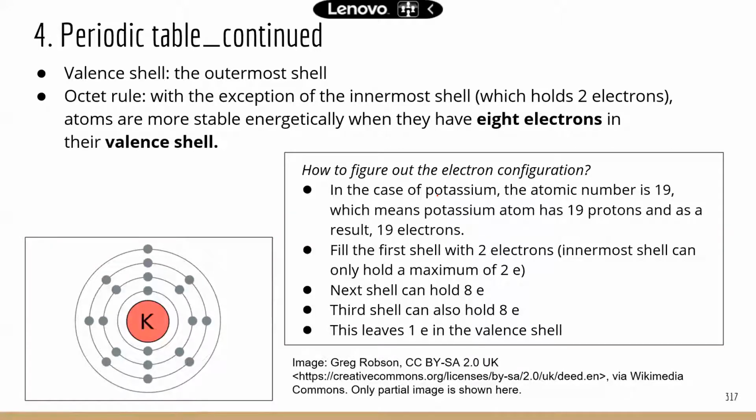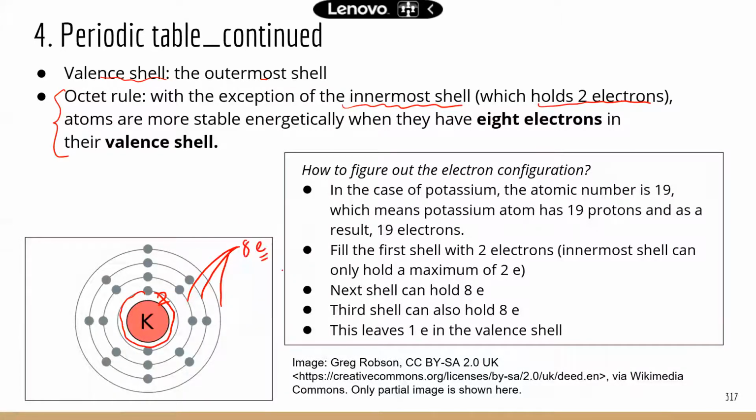Why is the number of electrons in the valence shell related to chemical reactivity? So we need to talk about this octet rule. Except for the innermost shell, which can hold up to 2 electrons, you can have 1, you can have 2, but that's it. It cannot hold more than 2 electrons. But the other shells, all these shells, can hold up to 8 electrons.